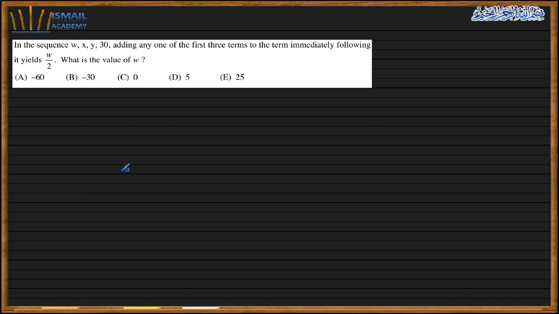So in the sequence W, X, Y, 30. So we have W, X, Y, and 30. Adding any one of the first three terms to the term immediately following yields W over 2, which means that if I take W plus X, it's going to give me W over 2. If I do X plus Y, it will give me W over 2. If I do Y plus 30, it will give me W over 2. So what is the value of W?